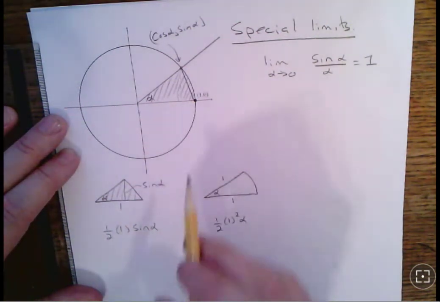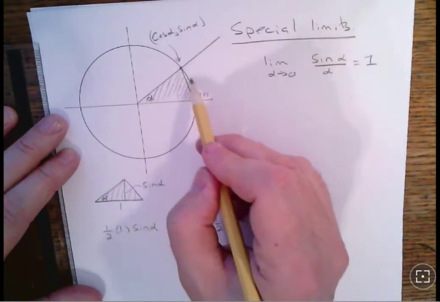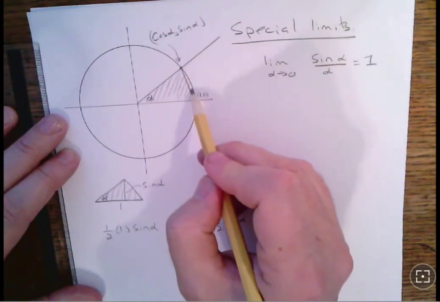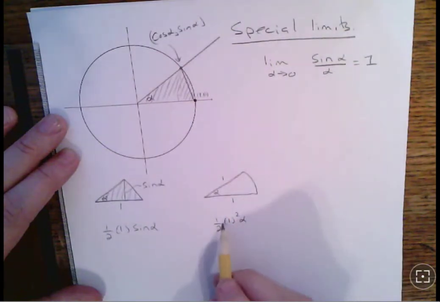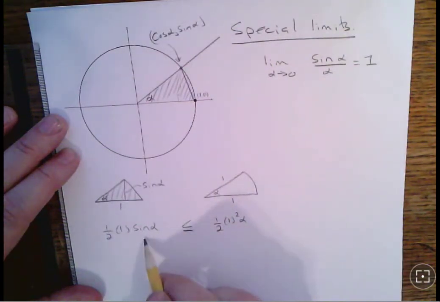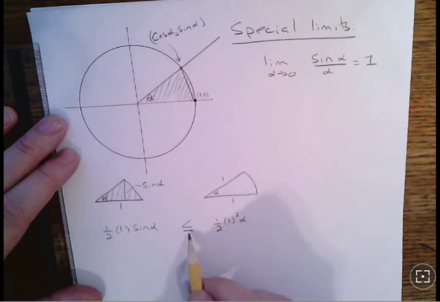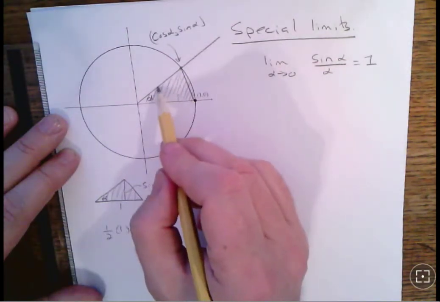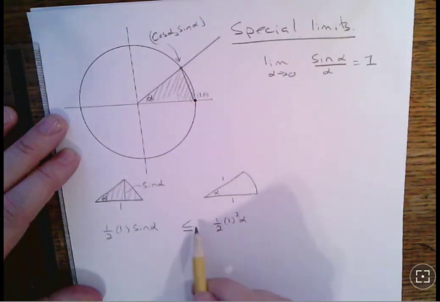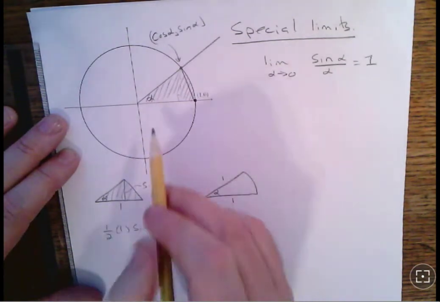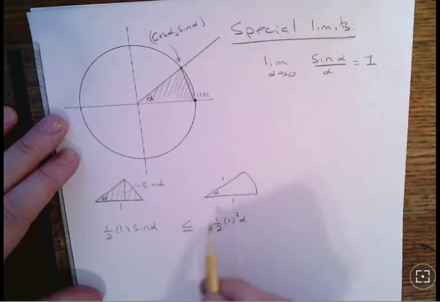What would have to be the case is that since the sector has this little tiny slice that the triangle doesn't have, the area of the sector has to be bigger than the area of that triangle. And so I've got this inequality. I'm going to put that it is less than or equal to, because the smaller that alpha gets, the closer these two things will get together. And when alpha becomes 0, these two things would end up being exactly the same.